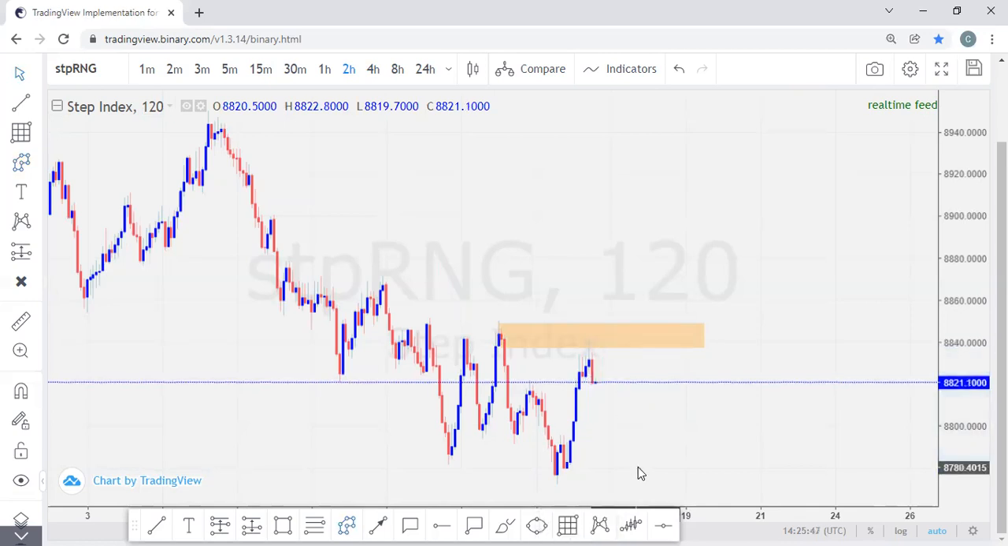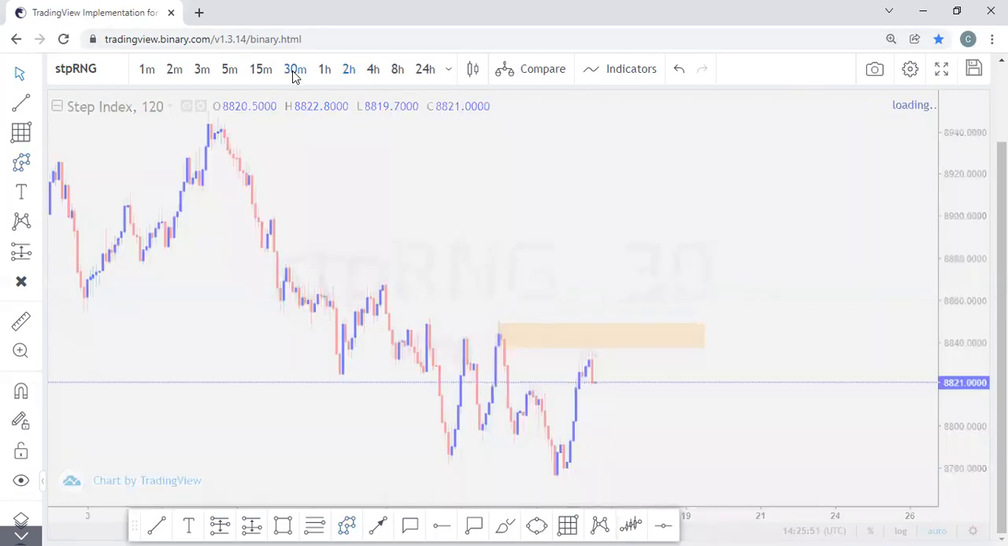The market is likely bearish, so there's nothing of interest on step index for now, unless we are looking to sell. Let's look at the 30 minutes to see if we can find some kind of break of structure or something to give us an entry on this ongoing possible sell. All right, let's look at that.